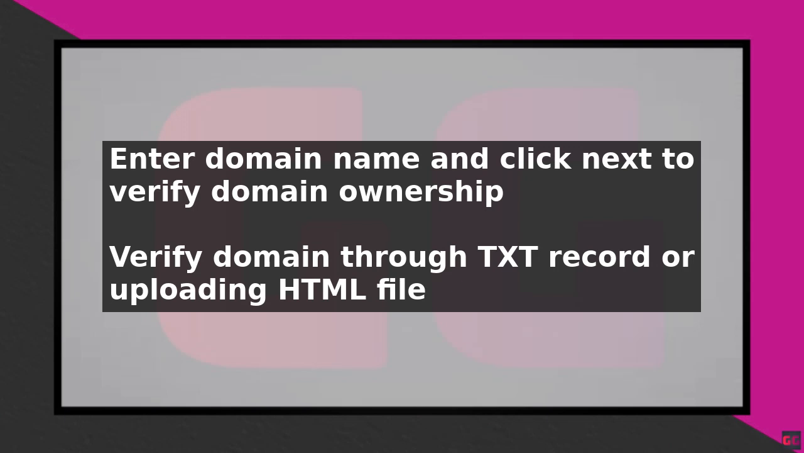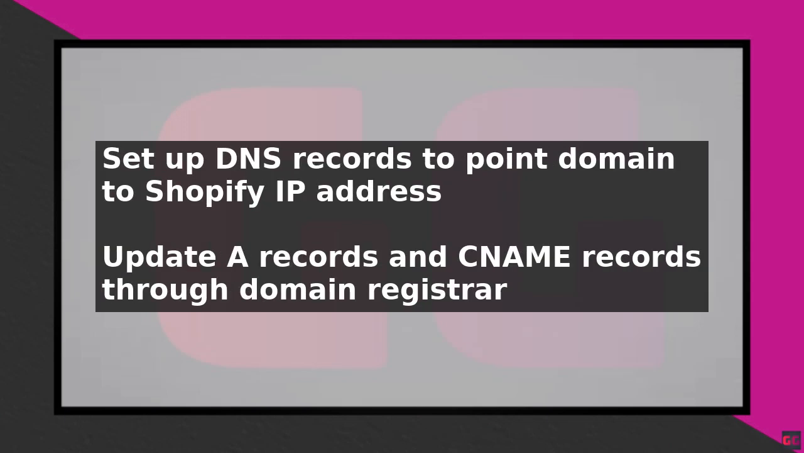The A records should point to Shopify's IP address and the CNAME records should point to shops.myshopify.com. Once you have updated your DNS records, it may take some time for the changes to take effect. This is known as propagation and can take anywhere from a few minutes to 48 hours. During this time, your website may be unavailable or display an error message.